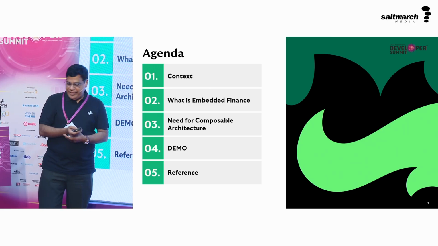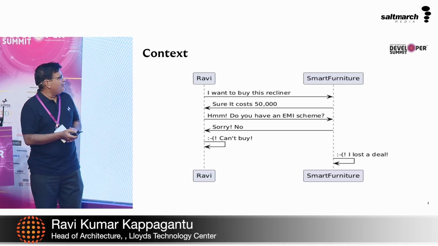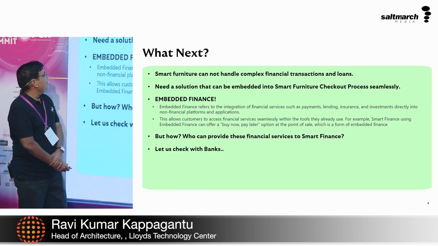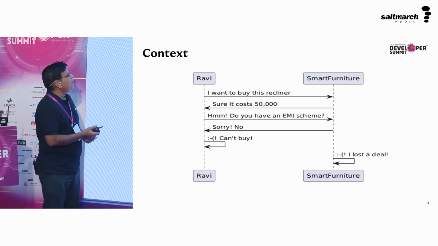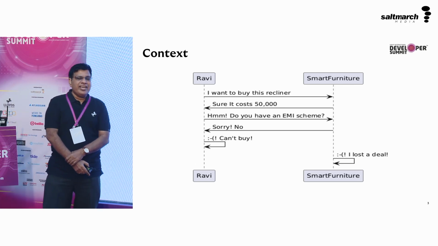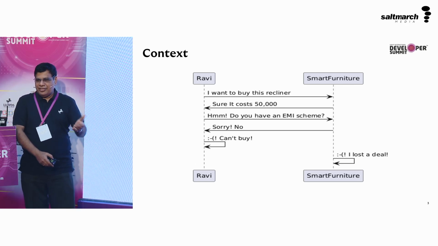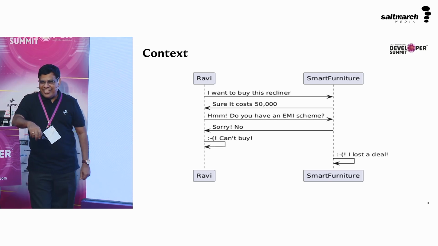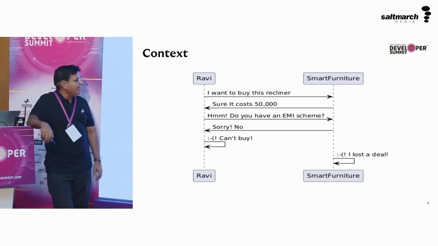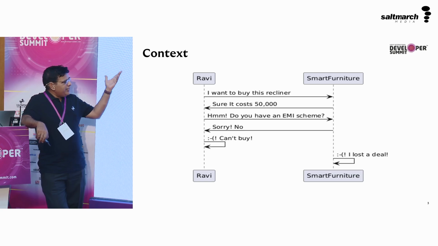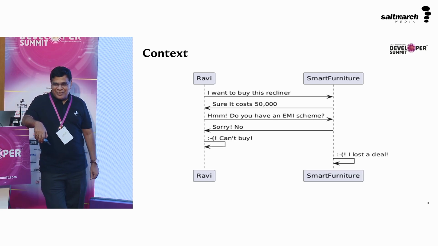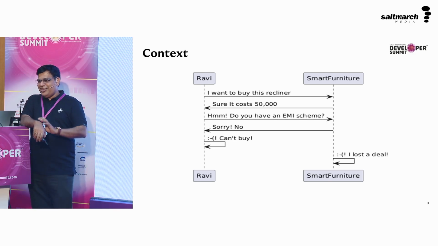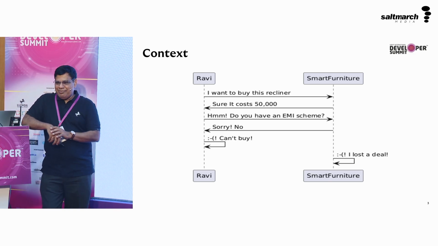First of all, let me set the context a little bit. Most of you would be wondering, what is embedded finance? So let me start with this. Say I went to a furniture store, and I said, I want to buy this beautiful recliner. They say, all good, it costs 50,000 rupees. Oh, okay, I don't have 50,000 on me right now, but I can pay it in EMIs.